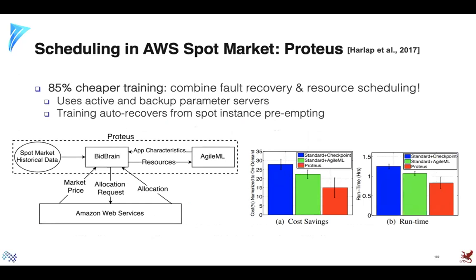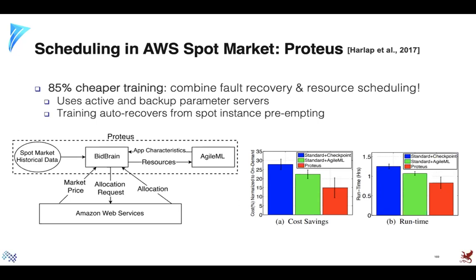Proteus is such a system which can actually manage spot instance resources for machine learning training. It essentially augments the parameter server architecture that we discussed previously in our tutorial using backup servers, so that when a spot instance preemption happens, the running training job can recover quickly and continue training.